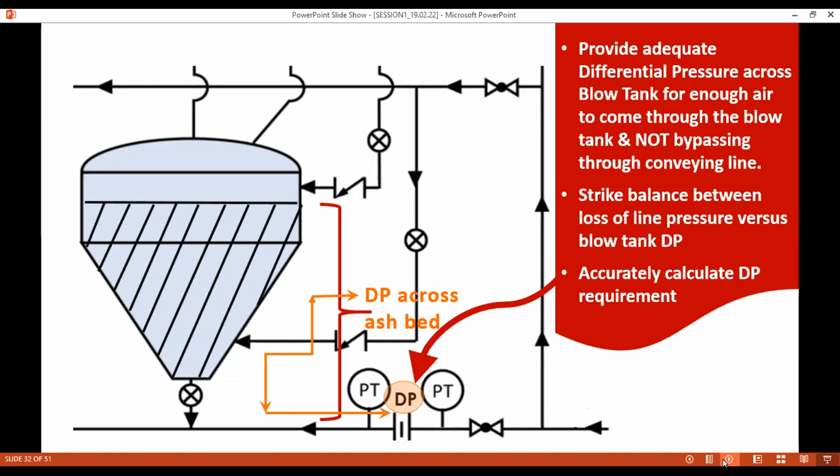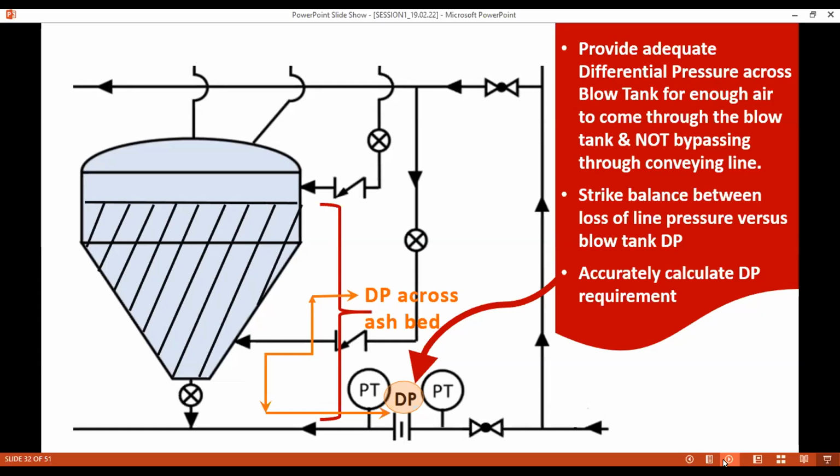So you have a very big problem there. The problem is that instead of restricting the conveying air line, you are restricting the top air line. So more and more air bypasses the blow tank. What you have to do is put a throttle, an orifice, in the conveying air line so that some amount of air goes to the blow tank.